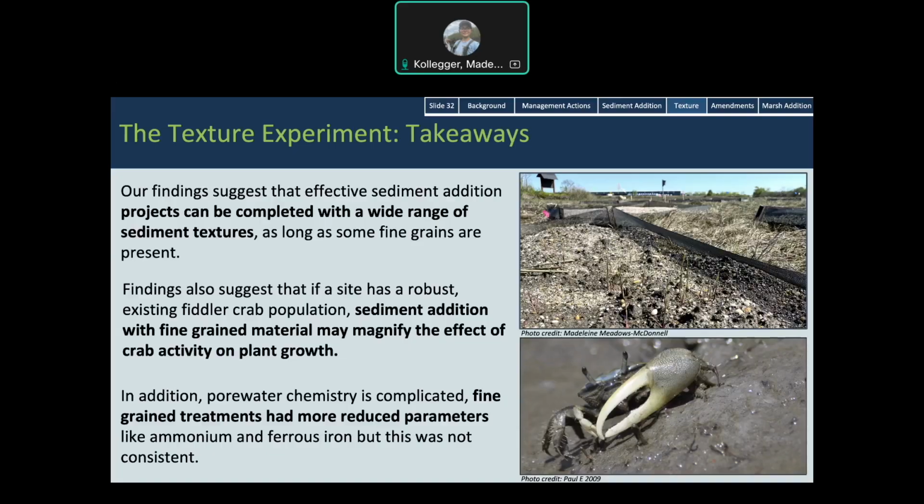And then unfortunately, I didn't get to talk about it for time constraints, but our pore water chemistry story is complicated. But generally, we see that fine grain treatments had more reduced parameters like ammonium and ferrous iron, but that wasn't consistent.